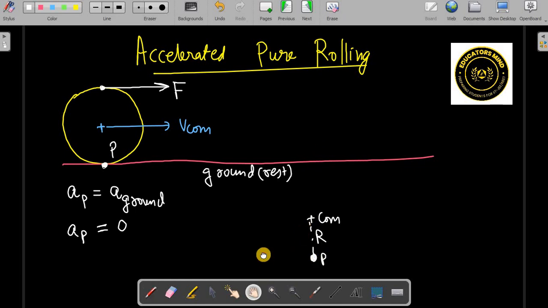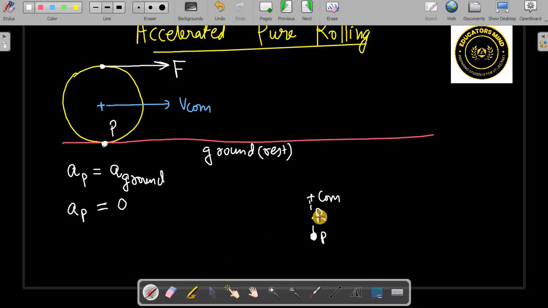What is the acceleration of this point P? It is with respect to ground, or with respect to center of mass. This will be the acceleration of the point P with respect to center of mass. This direction is the direction of velocity. The acceleration of P with respect to the center will include the centripetal acceleration, which is omega square r.